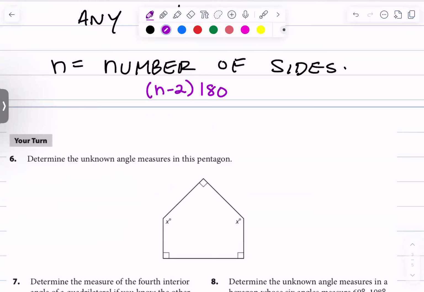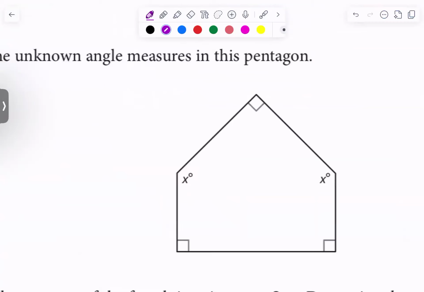Number 6, we have this. Determine the unknown angle measures in the pentagon. What do these squares mean? They're right angles, right? They're all right angles. What's the interior angle sum? 540, or 3 times 180, right? 540.